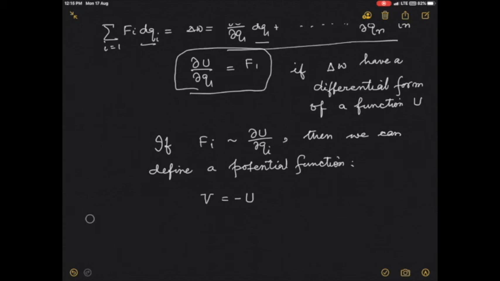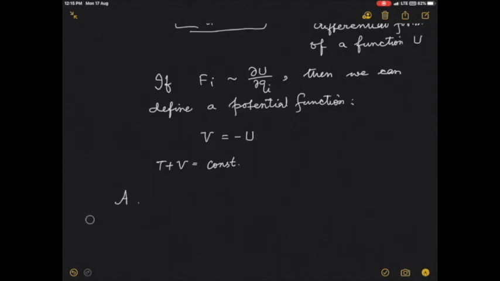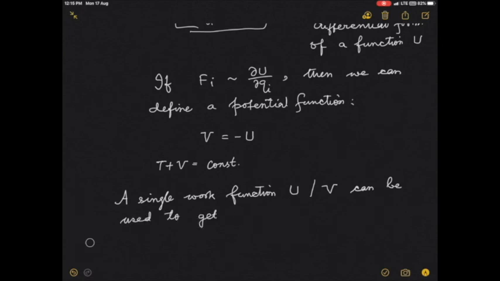Okay. And what happens if I do that? We already know, I will not prove it to you here, that the kinetic energy plus the potential energy is a constant for this type of systems, where I can define the force in terms of the gradient of the potential. That is exactly what we have done here. More interestingly, a single function, a single work function U, or equivalently V, so they are just negative of each other, can be used to get all the forces. So all the forces come out of a single function.